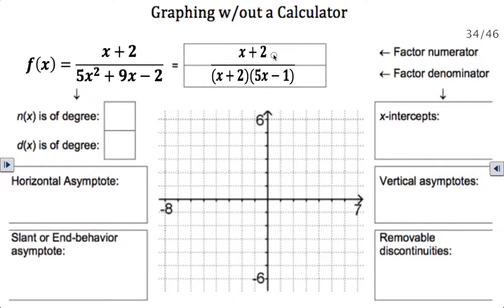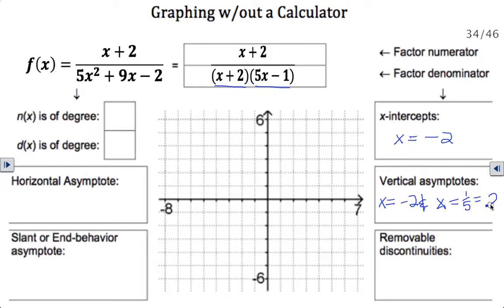We just set our numerator equal to 0 and solve for x. So here we get x equals negative 2. And then to find our vertical asymptotes, we set our denominator equal to 0. Because we have two factors, we'll set each of these factors equal to 0 and solve for x. So we get x equals negative 2, and we get x equals 1 over 5. Now, it might help you to know that 1/5 is equal to 0.2.